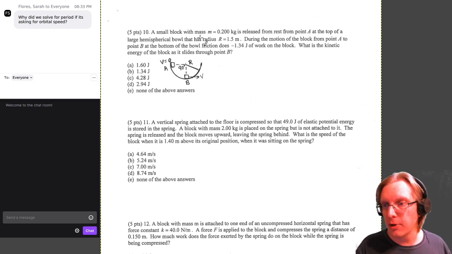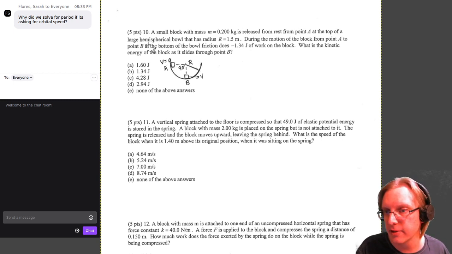Alright. A small block with mass of 0.2 kilos here is released from rest at point A, the top of a large hemispherical ball that has a radius of 1.5 meters. During the motion of the block from point A to point B at the bottom, friction does minus 1.34 joules of work on the block. What is the kinetic energy of the block as it slides through point B? All right. Okay, that's nice.